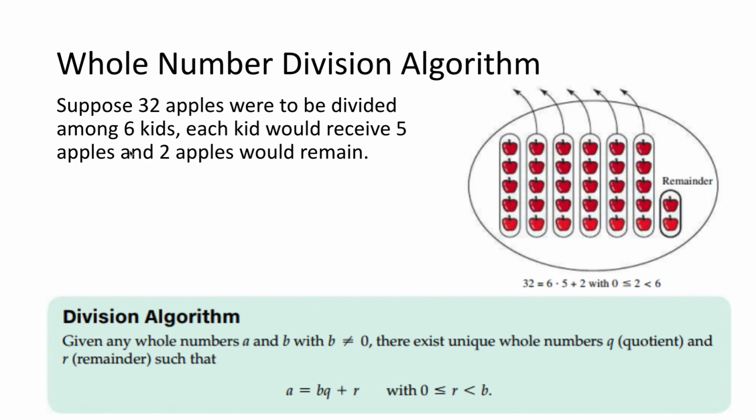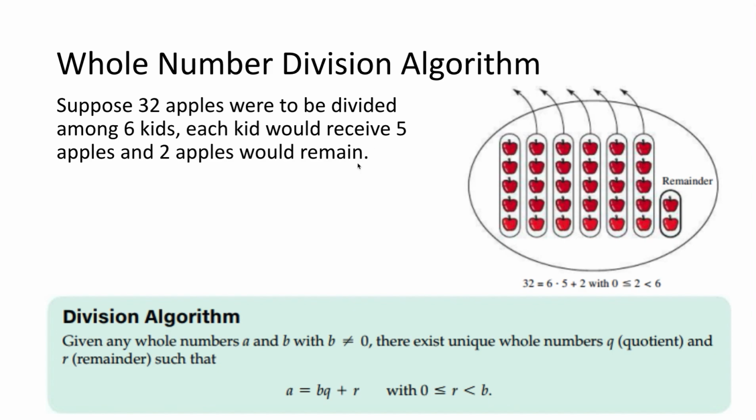And there are 6 kids. So we found that each kid can have 5 apples. 1, 2, 3, 4, 5, 6 kids, right? Each kid can have 5 apples, and there are 2 left. So it's called the remainder. And what is the quotient? How many apples does each kid get? 5. So 5 is the quotient, right? So what's the relationship between all these numbers? 32, 6, 5, and 2.